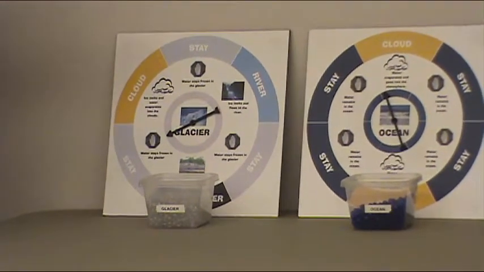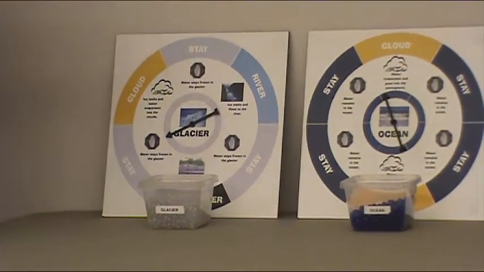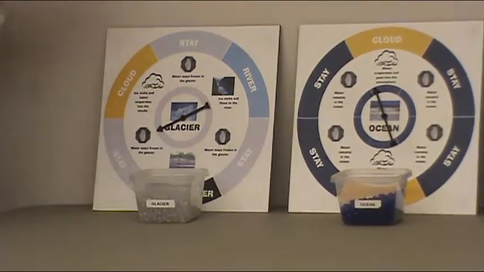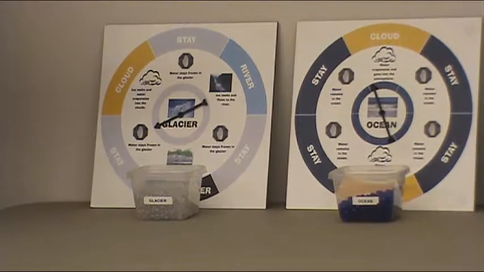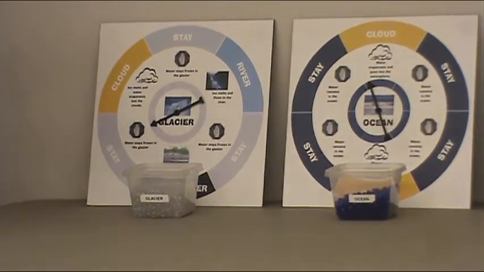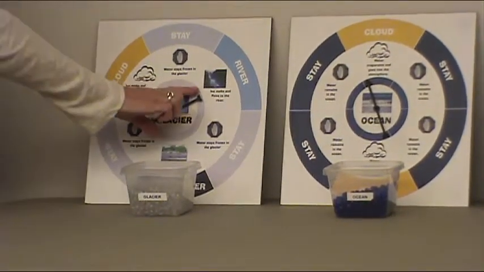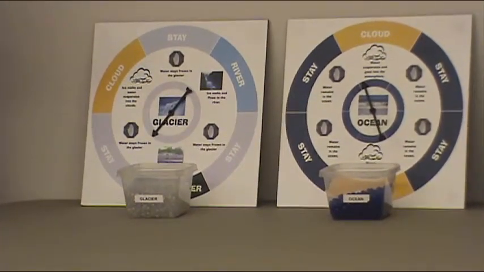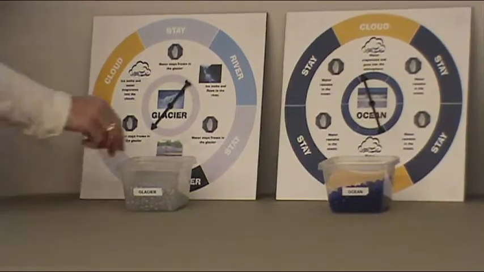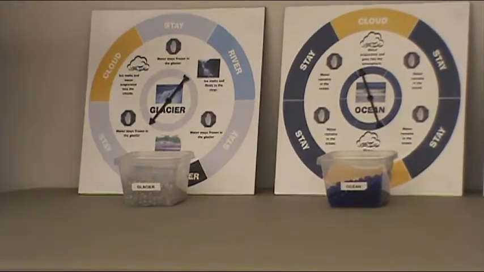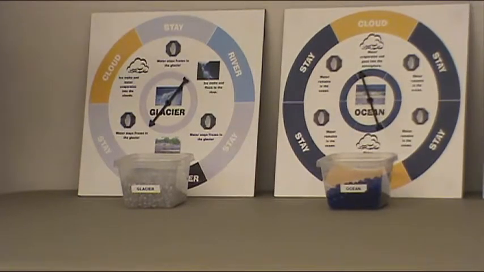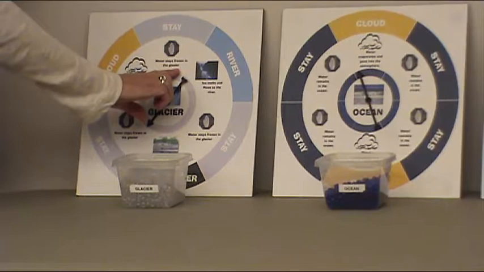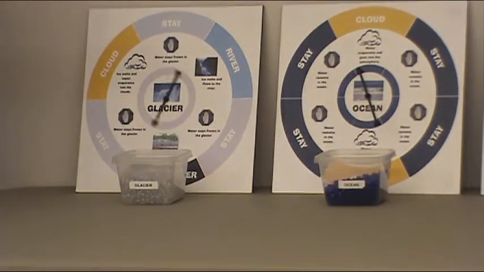Go ahead and spin again, Catherine. I did spin, and it landed on stay. Good. And it says water stays frozen in the glacier. So I'll add another clear bead representing the glacier. And would you mind writing glacier on my form for me again? Sure. And I'll give it one more spin. And I'm going to stay in a glacier. Another clear bead, because the water's staying frozen in my glacier. And I'm writing it down for you. Thank you. Another spin.